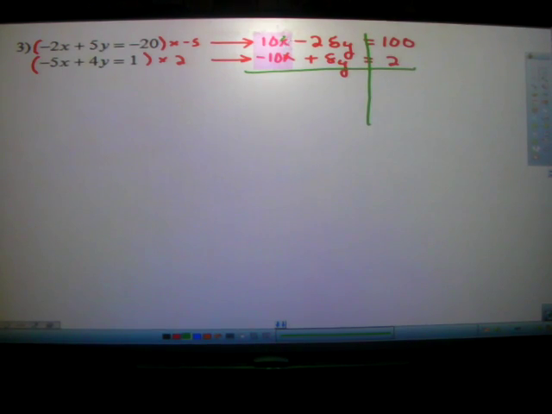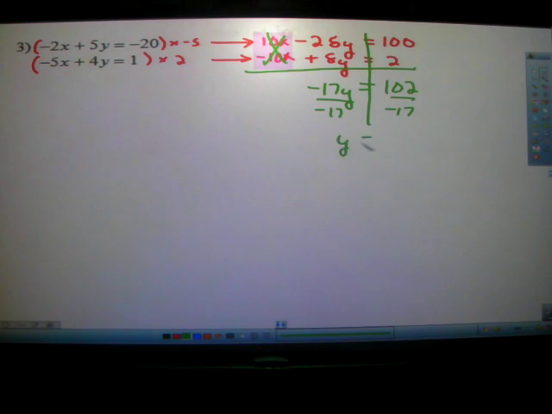So 10x plus -10x is 0. -25y plus 8y is -17y. And 100 plus 2 is 102. Oops, I don't know why I put a 7 there. 102. I'm going to divide both sides by -17.